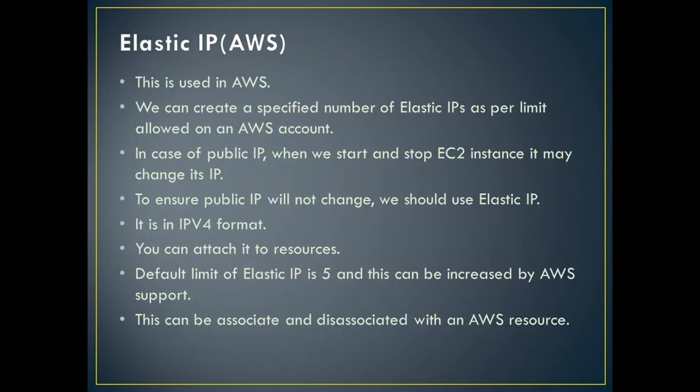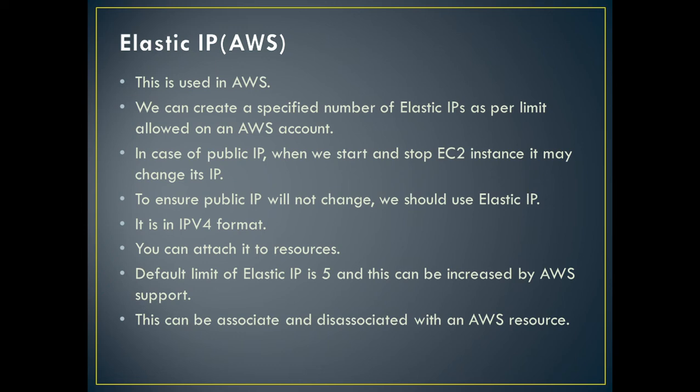Now we will see what an elastic IP is. Elastic IP is basically used in AWS. What is the difference between public IP and elastic IP? The major difference is that whenever a new resource or EC2 instance is created in AWS, by default AWS allocates a public IP to the resource, and it remains the same unless we stop and start the server again. When we stop and start the server again, the public IP will get changed.